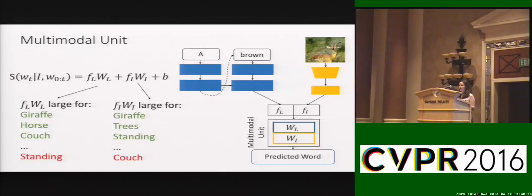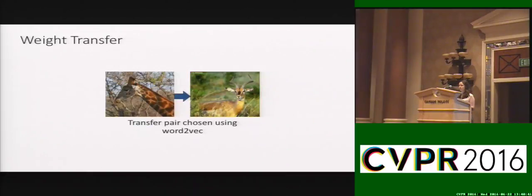Alright, so what happens when we try and describe this image, which is not in our paired image sentence data? We still can't describe it because we've trained our multimodal unit with our paired image sentence data. In order to describe this word, which is not in our paired image sentence data, we introduce a transfer mechanism. In our transfer mechanism, the first thing we do is find a word which is in our paired image sentence data that's similar to the word impala. We do this using a distance measure in the word2vec space, and we find that giraffe is most similar to impala.